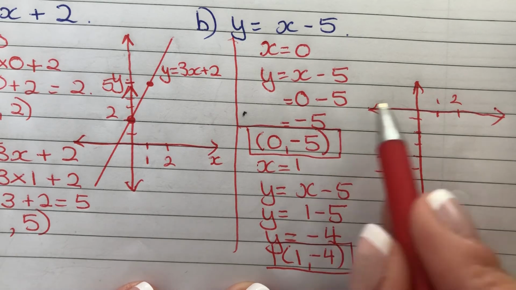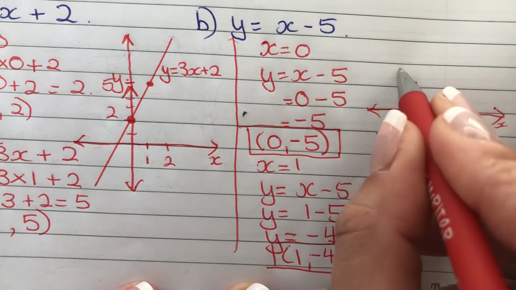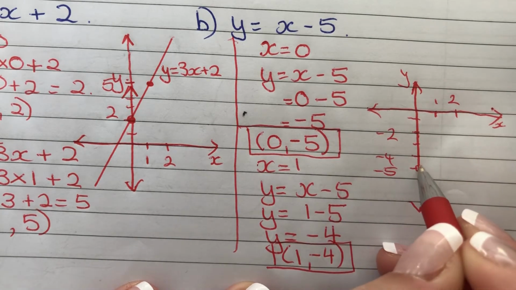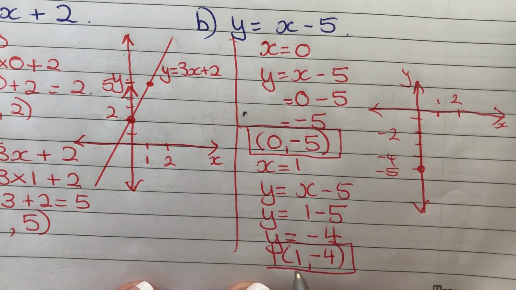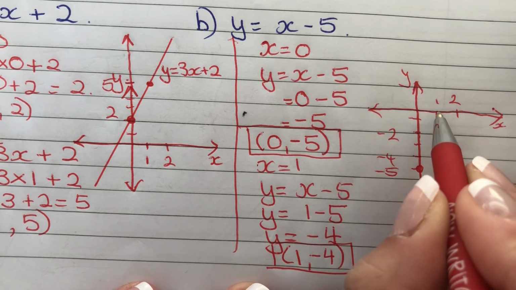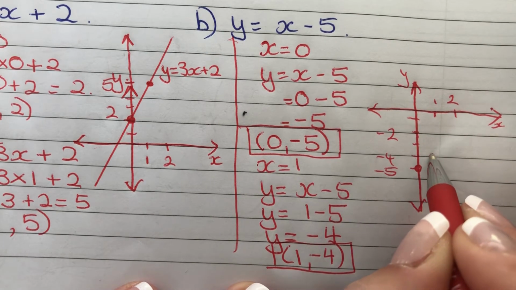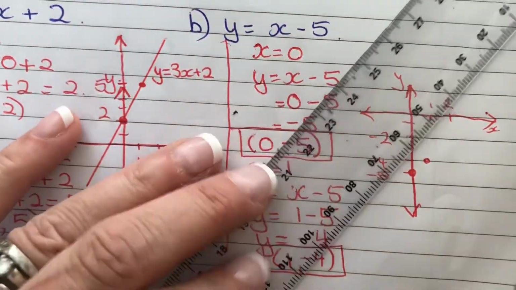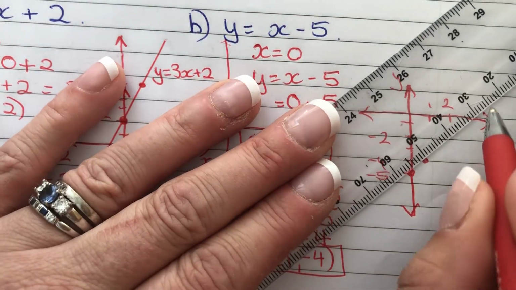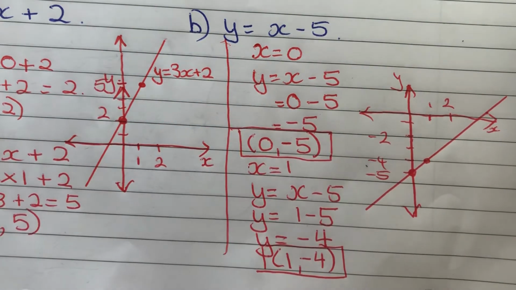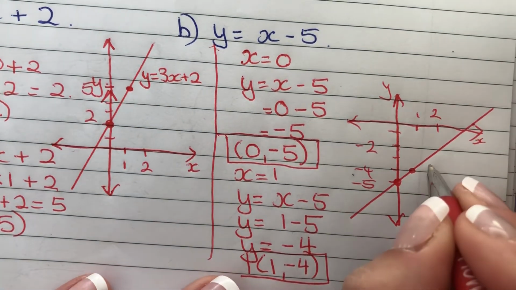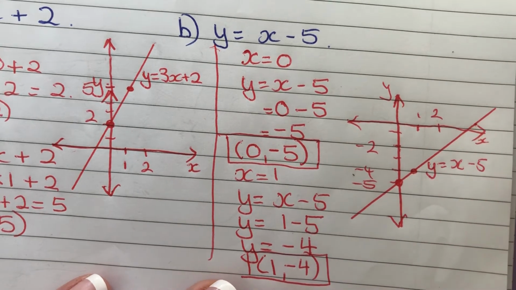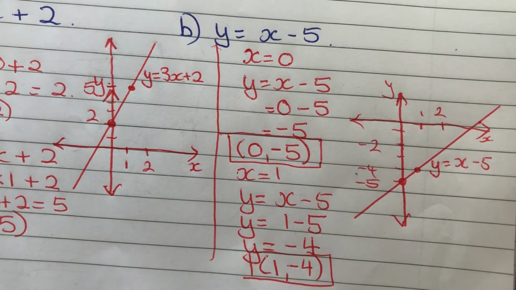So the first one is 0. Oh, look, I forgot my x and y, which you're not going to do. 0, we don't go anywhere. We go down to negative 5, put a dot, and then we've got 1, negative 4. So we go across 1, down to negative 4. Okay, there's 2 steps left. Hopefully you're thinking about what they are. So we're going to draw the line through the 2 dots, and we're going to label the line y equals x minus 5, and you're finished.